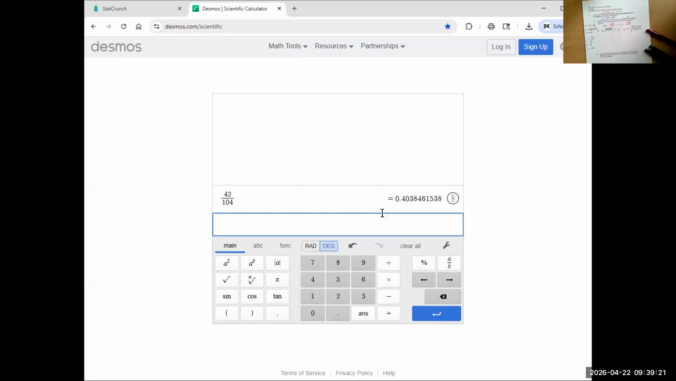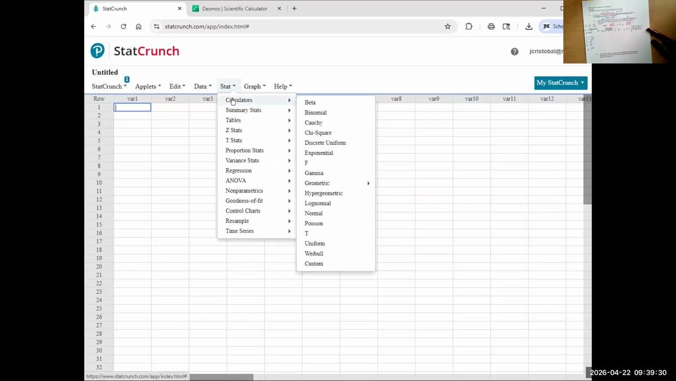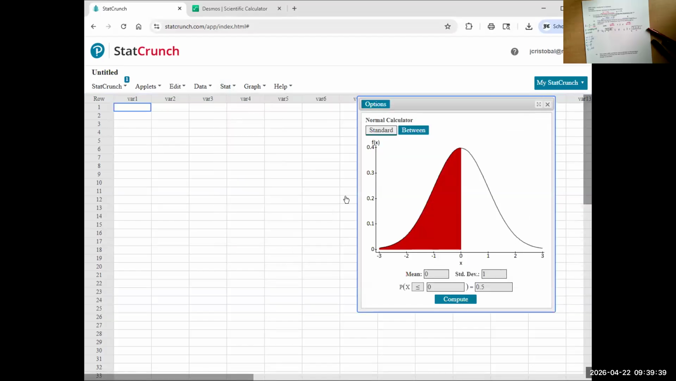So when I go to look for that z sub alpha over 2, if we look at our StatCrunch work, getting that critical value: Stat, Calculators, Normal Distribution, normal calculator right here, right? So kind of what we did for chapter 7, chapter 8 work. Now, we're talking about z-scores, so we're going to leave the mean as 0, standard deviation 1.